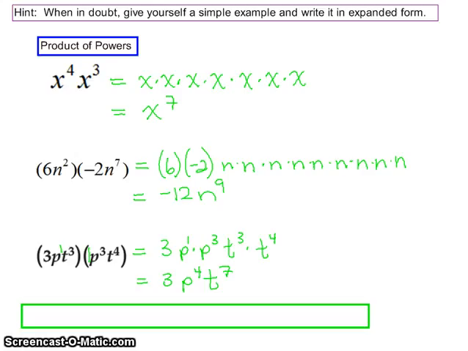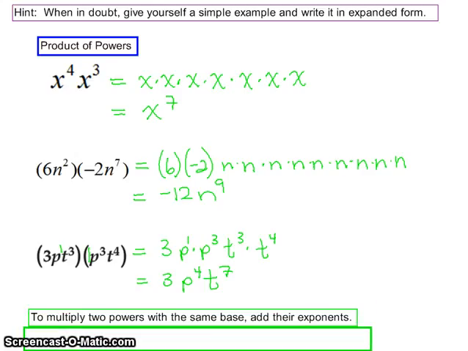Hopefully by now you've figured out the rule for a product of powers. To multiply two powers with the same base, simply add their exponents. This is a really good thing to write down on your notes page.